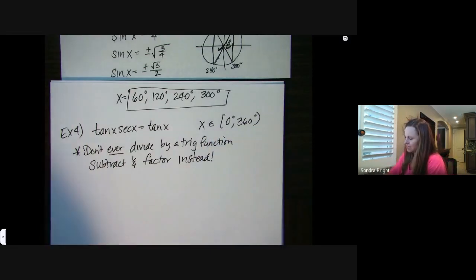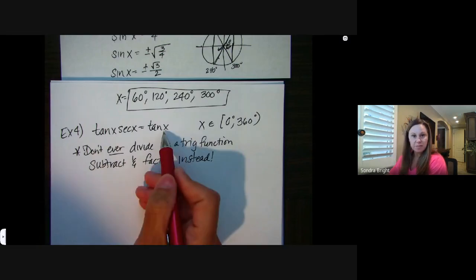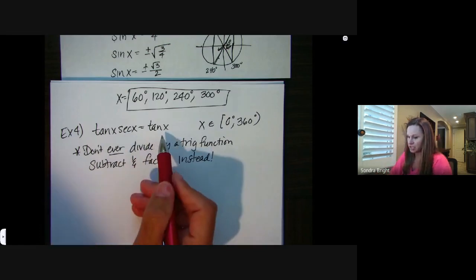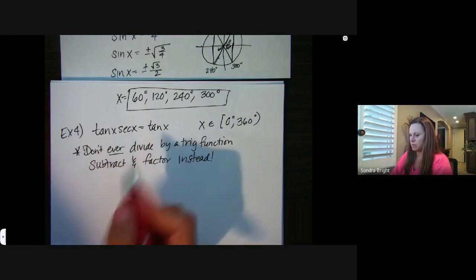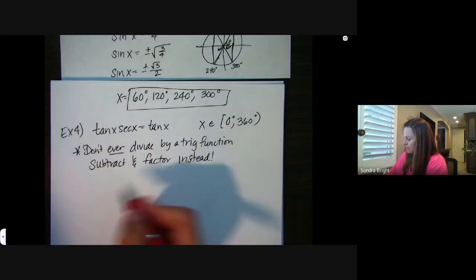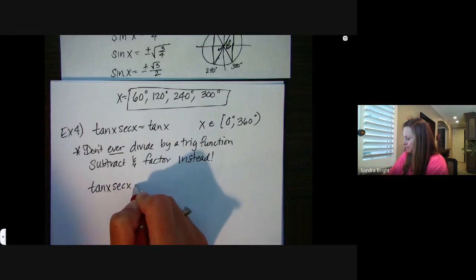So I've got tangent x times secant of x equals tangent of x. I'm not going to divide both sides by tangent of x because I might be dividing by 0. Instead, I'm going to subtract tangent of x from both sides of the equation, so that you've got tan x times secant x minus tangent of x is equal to 0.